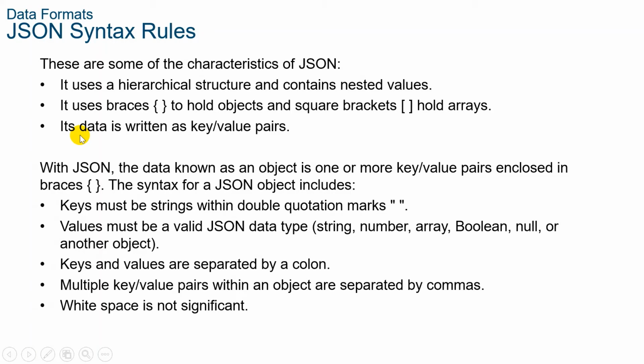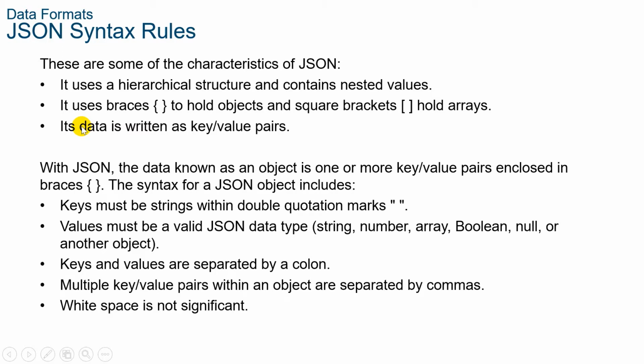Next are the JSON syntax rules. These are some of the characteristics of JSON. It has a hierarchical structure and contains nested values. It uses braces to hold objects and square brackets to hold an array. And its data is written as key value pairs.